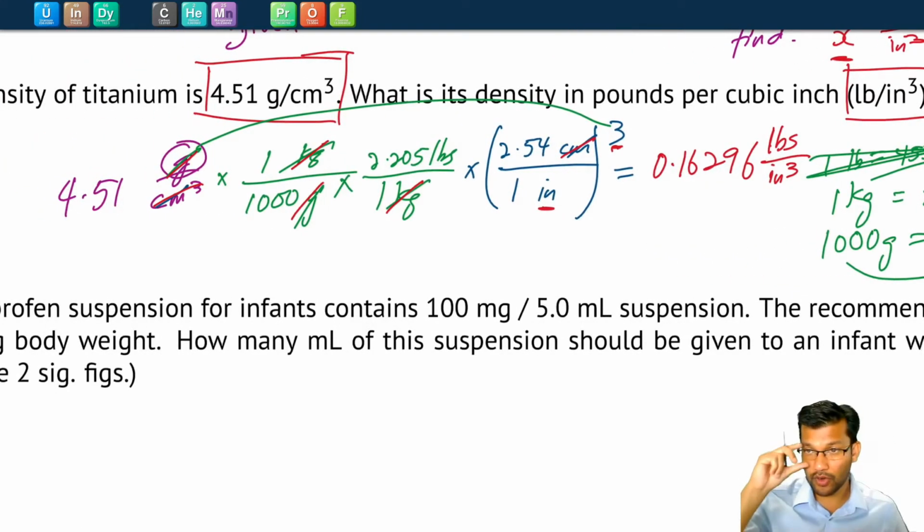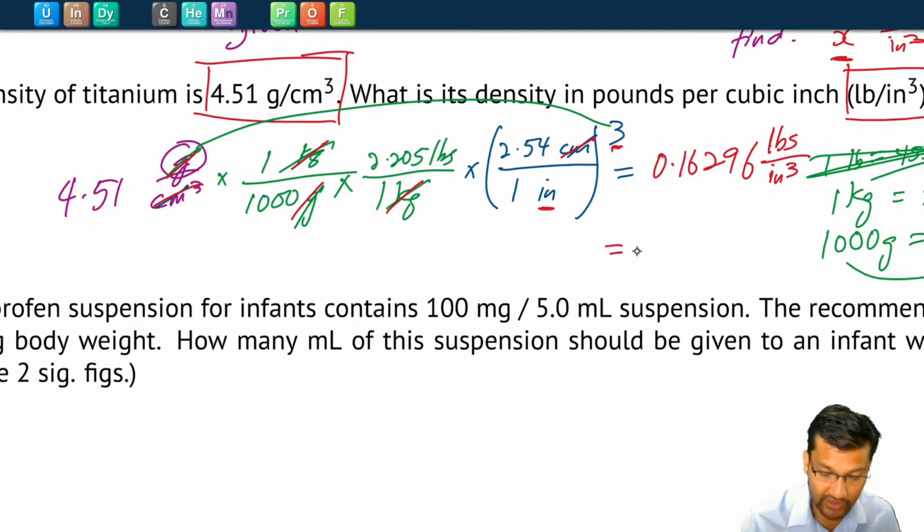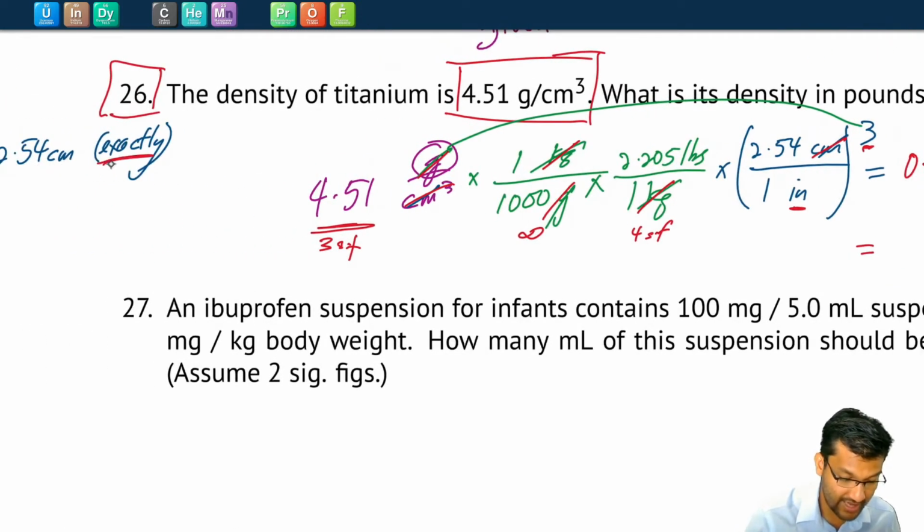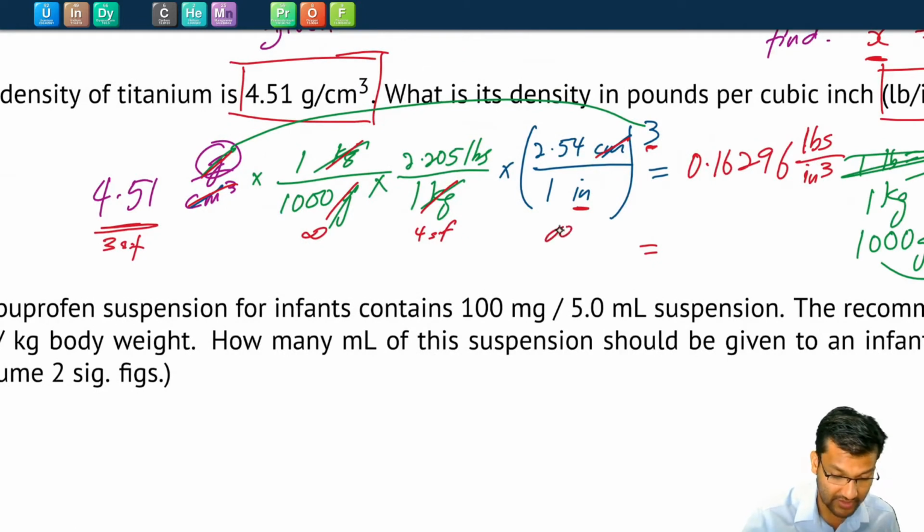But before we can finish, we need to make sure that significant figures match. So here we have 3 significant figures. Here we have infinite number. Remember, 1,000 grams exactly is equal to 1 kilogram. So this is infinite. Here we have 1 kilogram. That's just the whole number. In this example, it's infinite. So we have 1, 2, 3, 4 significant figures. Here we have, remember, 1 inch is 2.54 centimeters exactly. So that's infinite number of significant figures again.